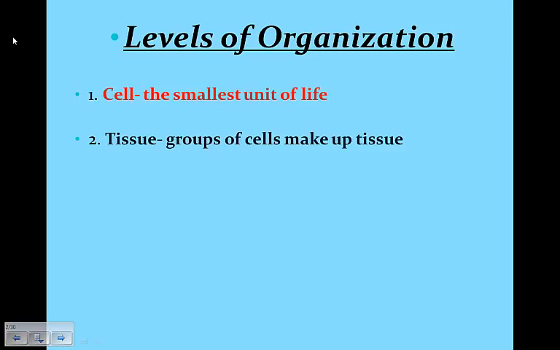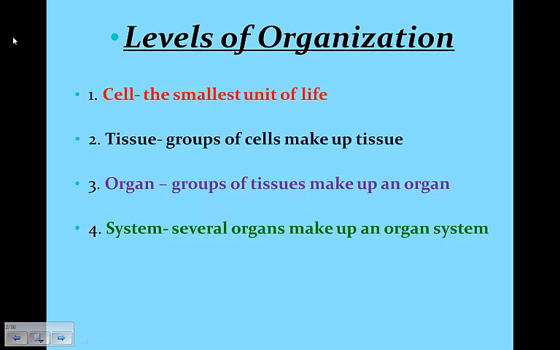When we group similar cells together, they make up a tissue, say a muscle tissue or a skin tissue. We group similar tissues together and they make up an organ, and several organs together make up an organ system. So the levels of organization are cell, tissue, organ, and organ system.